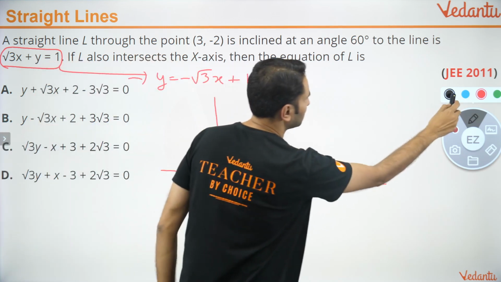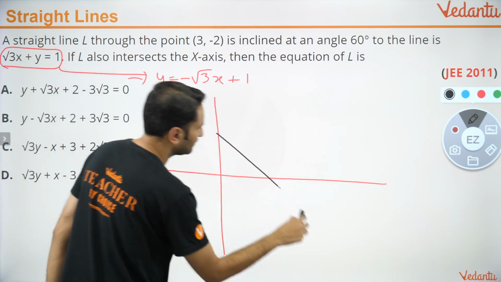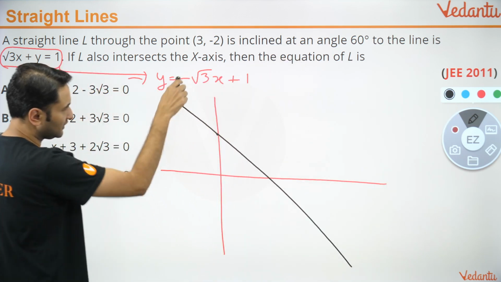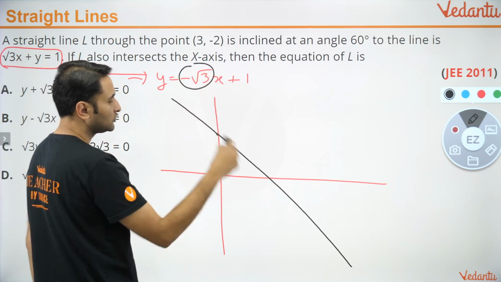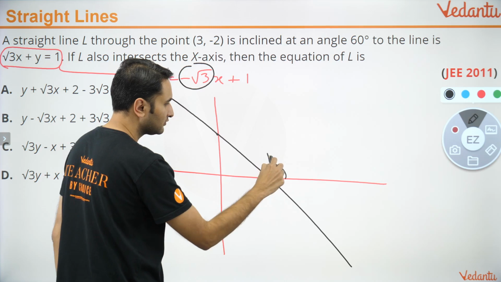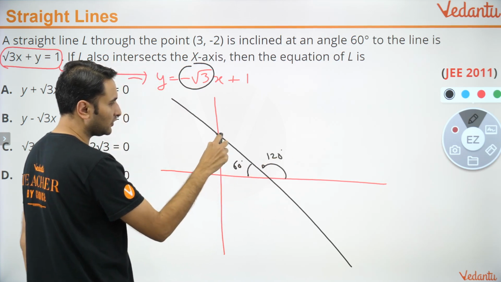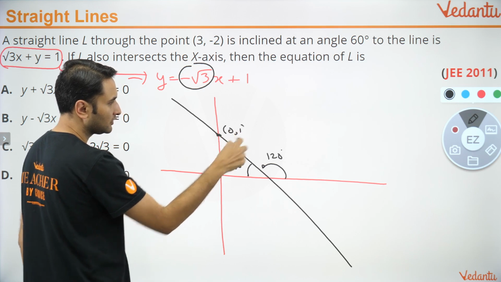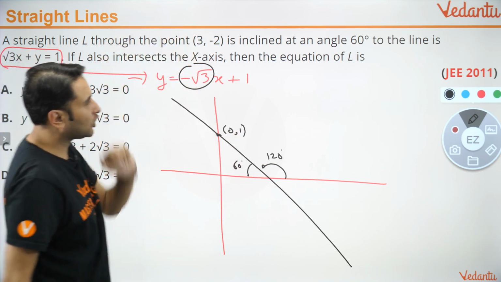So let me make it in black. So this is the line, which is this line, and the slope कितना इसका? This is minus root 3, right? So 120 degree, or this angle is 60 degree, and this is 1. This I know. Now what it says, now there is a point 3 comma minus 2.